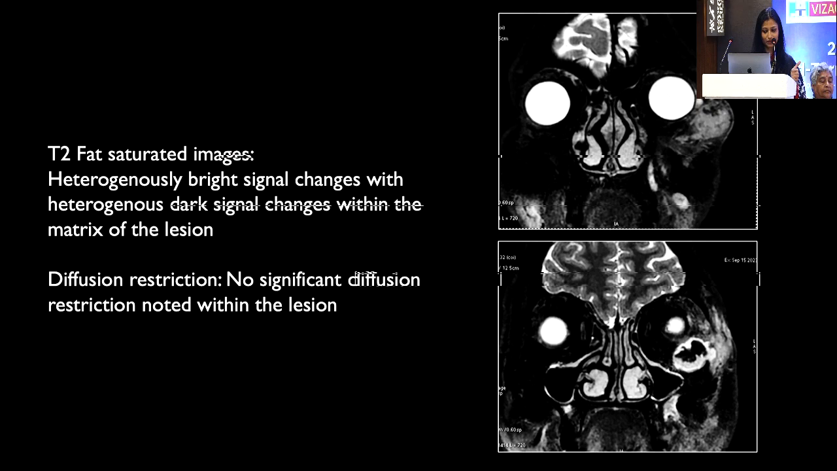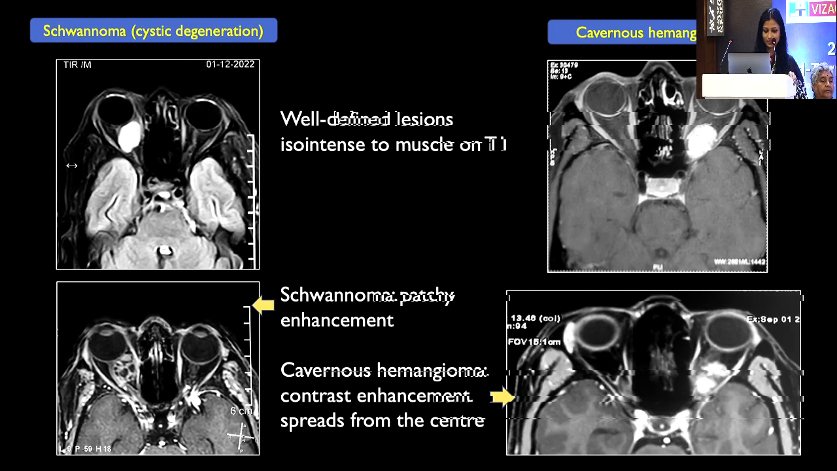Moving on, this is another patient who had a large cystic lesion in the left orbit, and these are the T2 fat saturated images, which show heterogeneously bright signal changes of the wall and dark signal changes within the matrix of the lesion. Additionally, the radiologist had reported that there was no significant diffusion restriction noted within the lesion, which gives us the additional information that it is not a hypercellular mass.